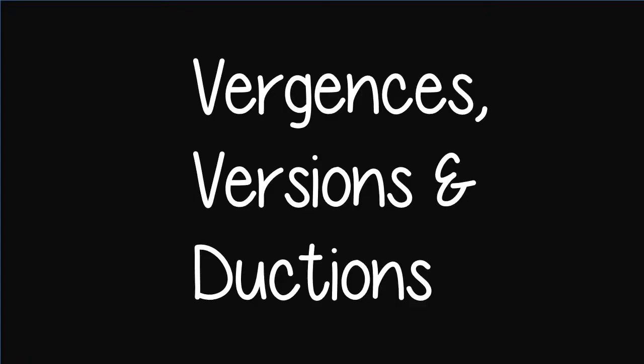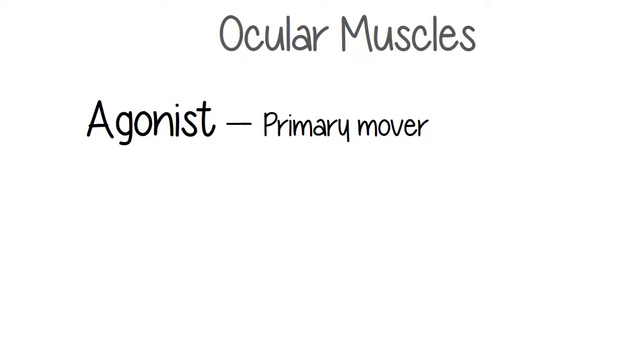Vergences, versions, and ductions. We'll begin with ductions. Duction is the movement of one eye rather than both eyes. We've already talked about abduction and adduction, the movement of one of those eyes. Let's go over some terms first.